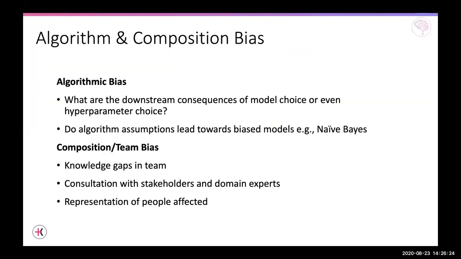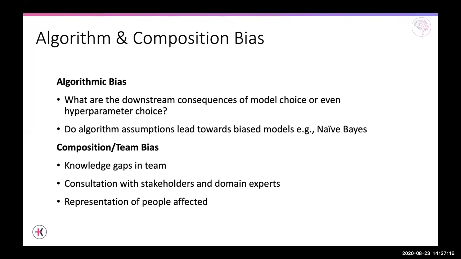Thank you, Dr. Carley, for adding the context. So beyond the data bias, as Ankur talked about earlier, there are other aspects to focus on. There's the algorithmic bias that we alluded to earlier, which also feeds into these metrics of fairness. But even beyond that, we should take into account the downstream consequences of model choice or even hyperparameter choice. There are studies showing that something as seemingly innocent as hyperparameter choice can lead to different results in terms of how biased or unbiased the model is. And there are also baked-in algorithmic assumptions that can lead towards more biased models versus others.